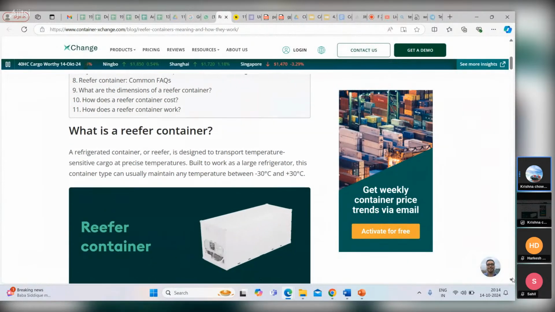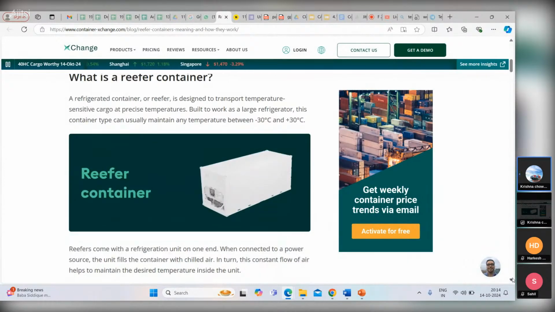What is a reefer container? A reefer container or reefer is designed to transport temperature sensitive cargoes at precise temperatures, built to work as a large refrigerator. Basically, it's like an AC room where you are maintaining the temperature as per the required goods inside. This container type can usually maintain temperature between minus 30 to plus 30. So this is the temperature range.